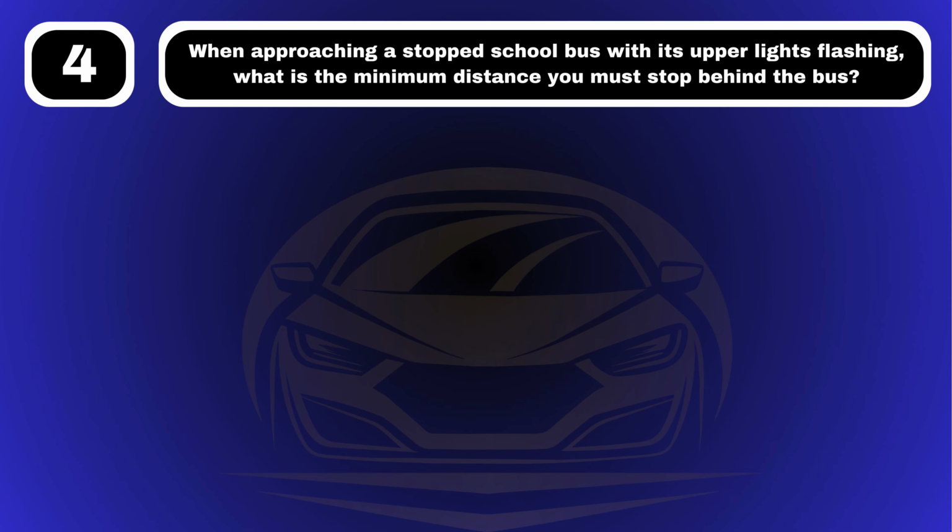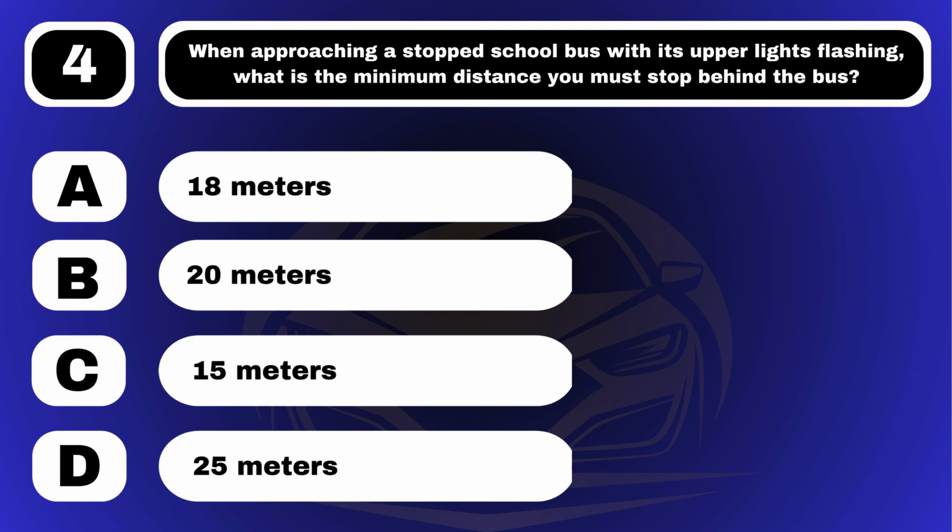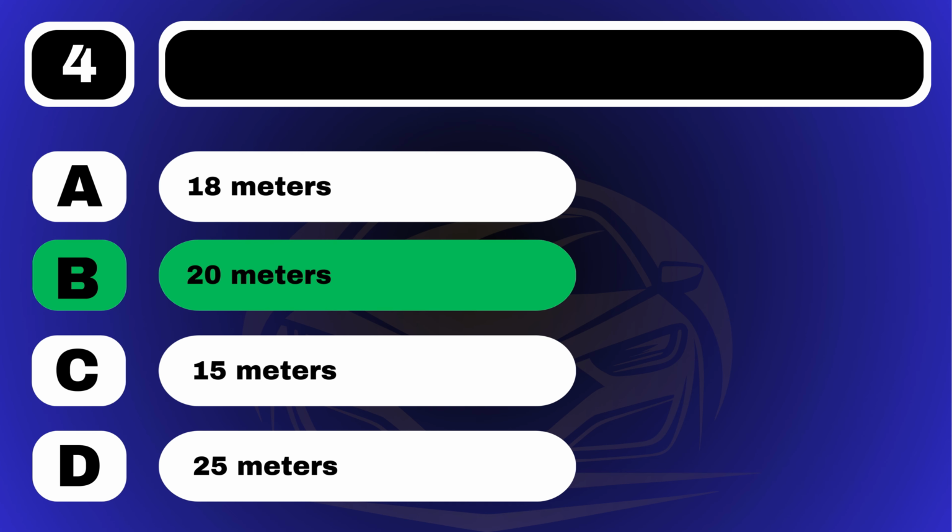Question 4. When approaching a stopped school bus with its upper lights flashing, what is the minimum distance you must stop behind the bus? A. 18 meters. B. 20 meters. C. 15 meters. D. 25 meters. The answer is B. 20 meters.